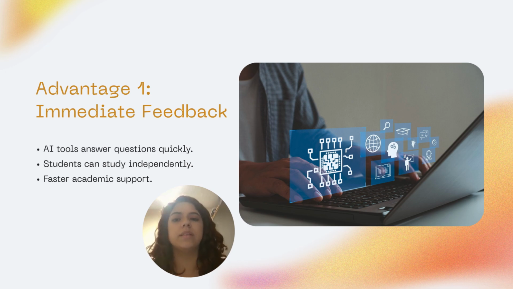One important advantage of AI is that it can provide immediate feedback to students. According to Levites, Grigolia, and Mashites, AI chatbots can answer questions quickly and support independent learning. This means that students do not always need to wait for a teacher's response. As a result, students may solve academic problems faster and manage their study time more effectively.